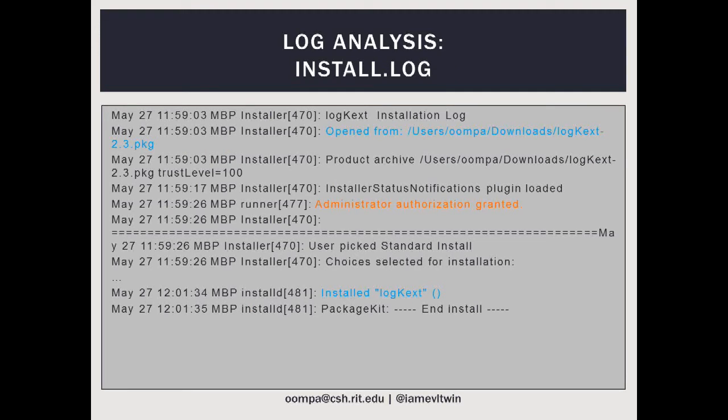And the install log. Naturally, you want to see stuff that was installed. For instance, the example shown in the screenshot is logkext. If anybody doesn't know what that is, it's an open source OS X keylogger. Also makes for great presentation examples. Highly recommend it. In this install.log, we can see exactly where the executable was installed from. From here, we have the downloads directory.